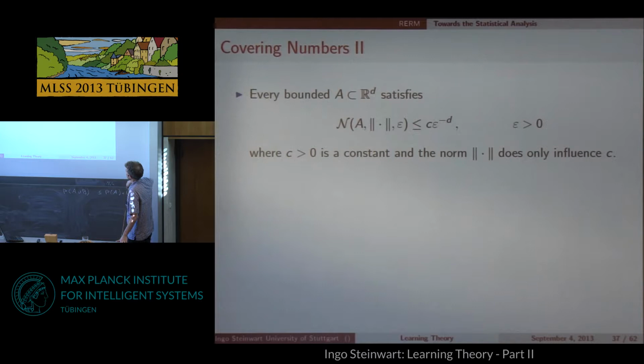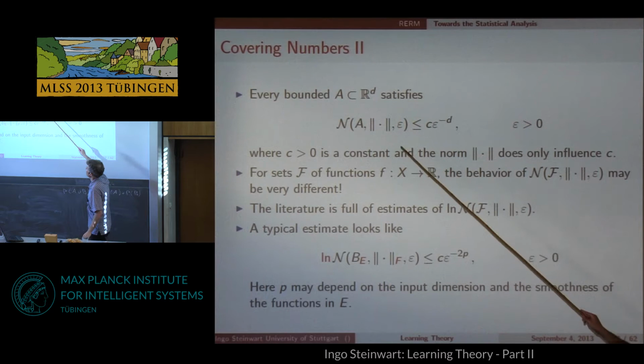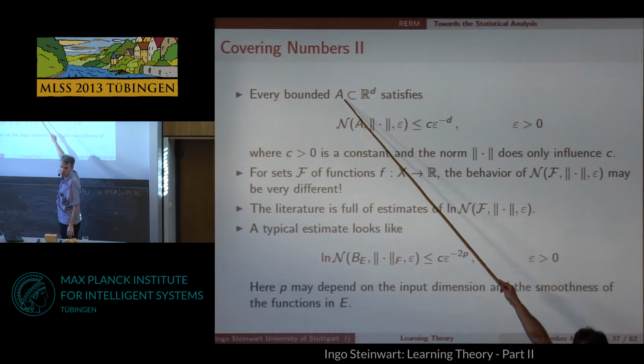Okay, so what happens if we consider sets of functions from X to R? Well, as it turns out, the behavior of the covering numbers may be very, very different. In fact, it turns out that you have such a nice estimate if and only if A is finite dimensional. And the dimension is then D.